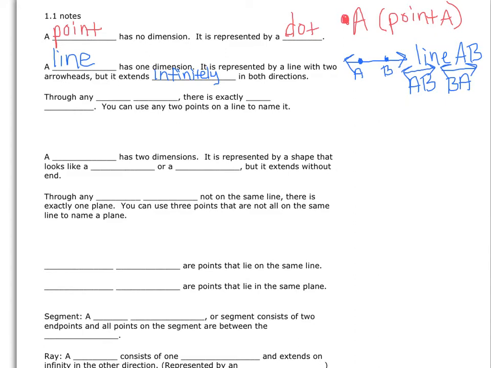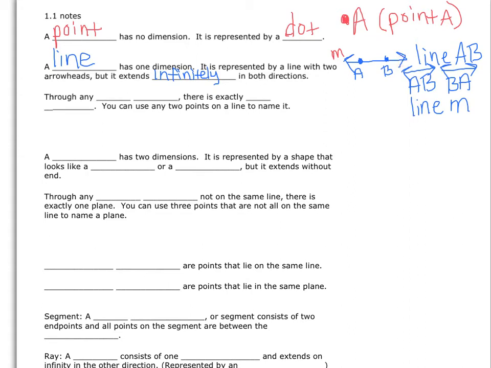Now, another way you can also name a line is to use a little letter that's usually lowercase or kind of italicized out to the side of the line. And if you wanted to name it by that letter, you would have to write out the word line and then use the letter M. So these are the 4 different ways that you could name this one line.